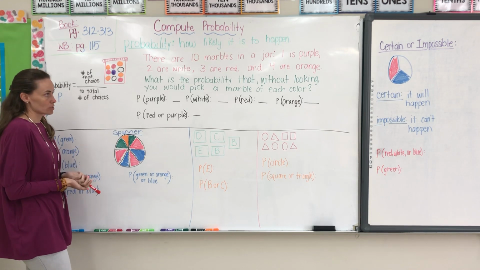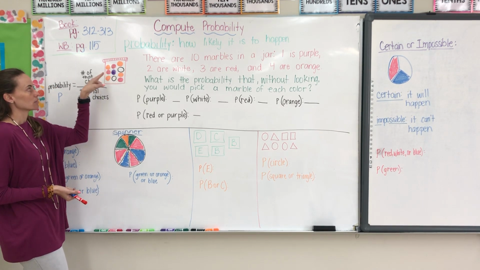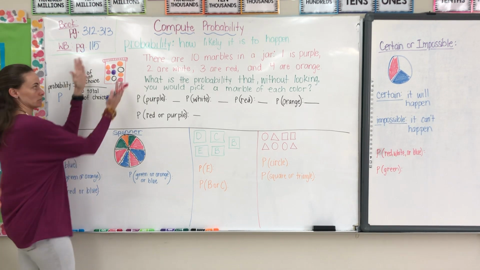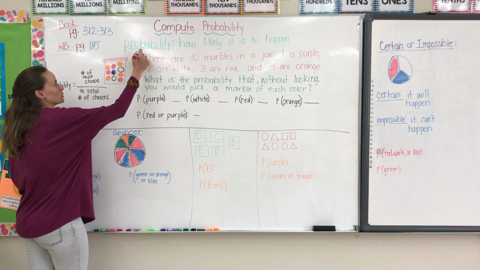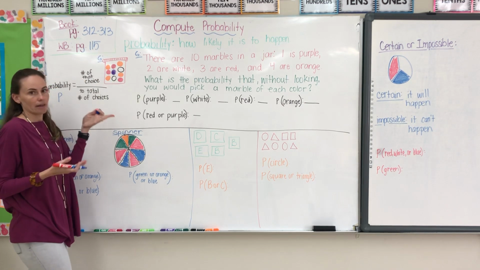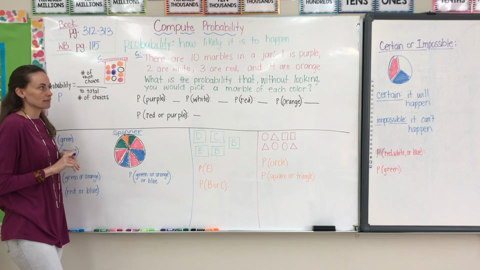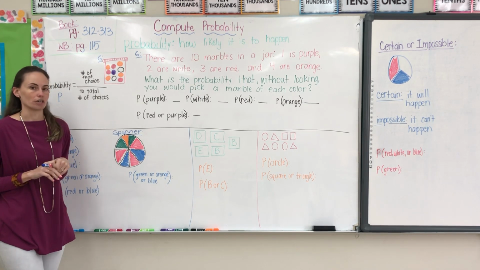There are 10 marbles in a jar. 1 is purple, 2 are white, 3 are red, and 4 are orange. Right? That's the given, the information they're giving us. So if we were using GWPS, this would be our given, both things, the drawing and the words. What is the probability that without looking, you would pick a marble of each color?